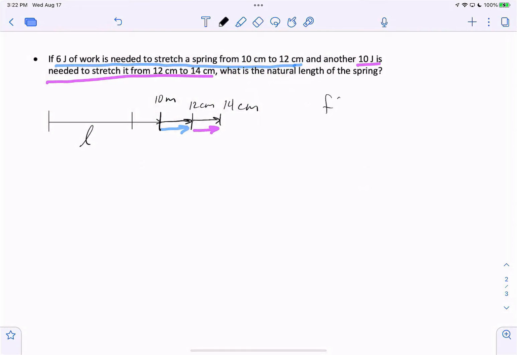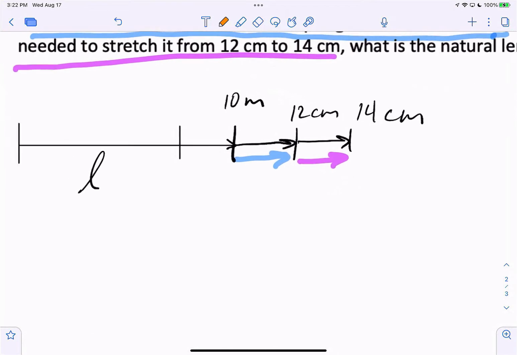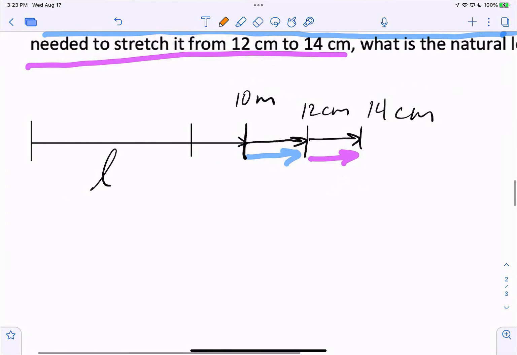We're going to use Hooke's law, which is f of x is equal to kx. But in this case, we don't actually know what x is. Here's what we do know. The starting point for this whole process, 10 centimeters, is some distance beyond the spring's natural length. Actually, that's an assumption, but it's an assumption that makes sense.